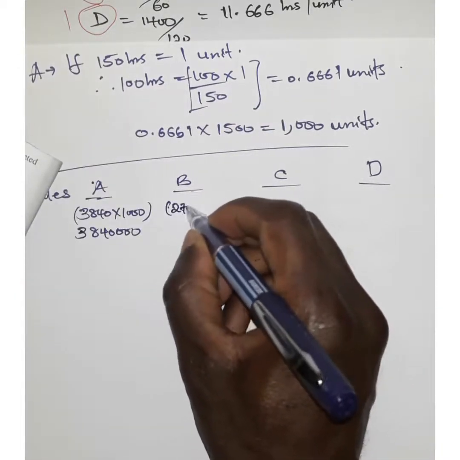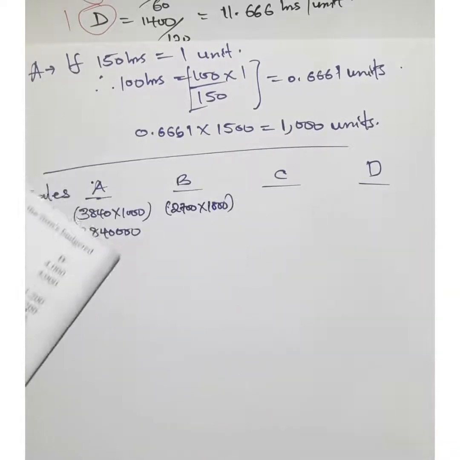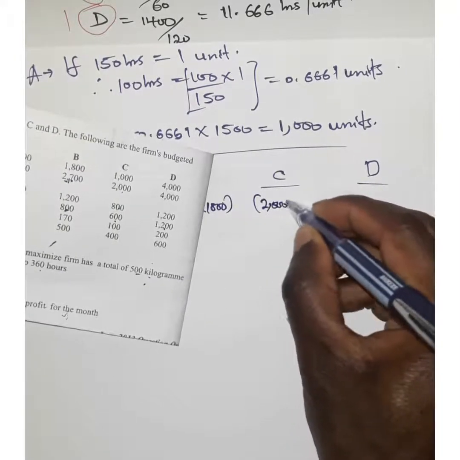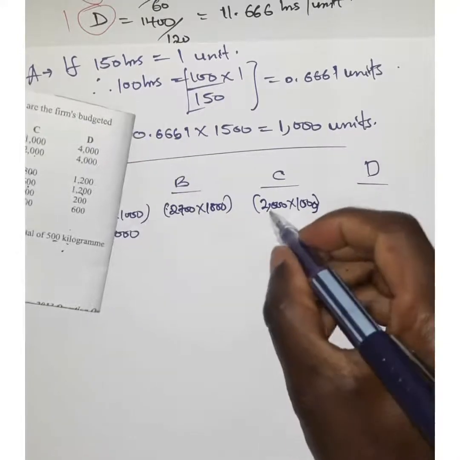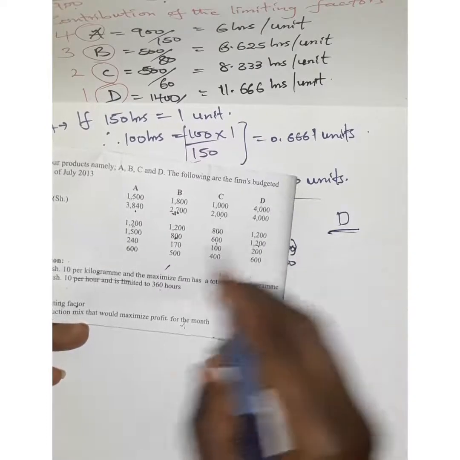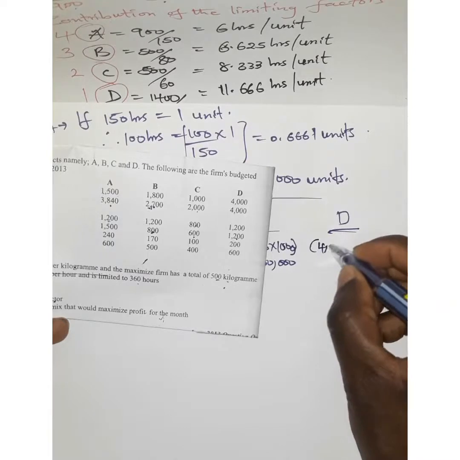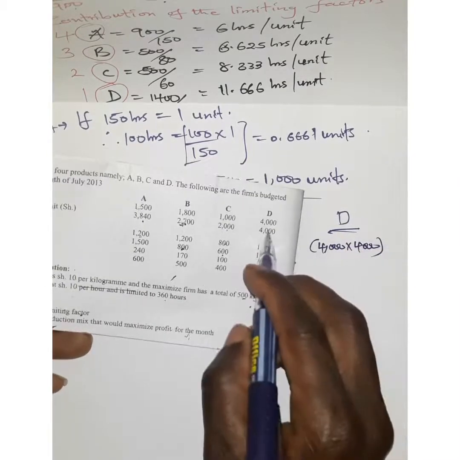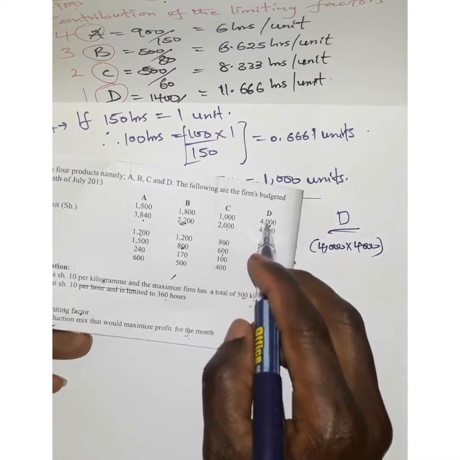So 2700 times 1800. C will be 2000 times 1000, of course up to 2 million. Then D finally shall have a value of 4 million times 4, 4000 times 4000, selling price as per the demand.